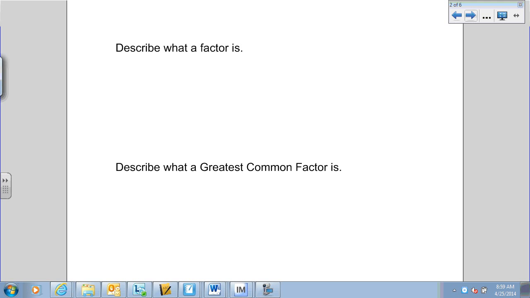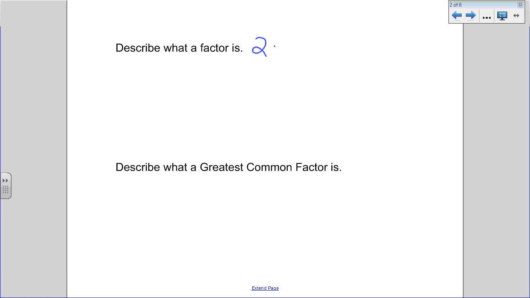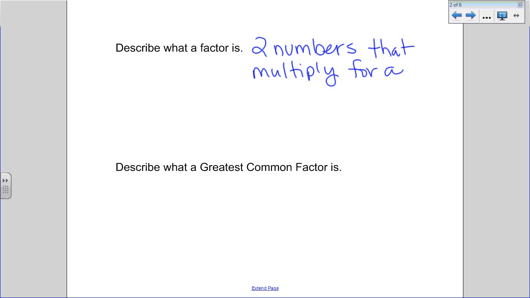Describe what a factor is. Well, I kind of already gave you guys a little bit of a heads up. So what definition can we put here? What is a factor? What can we put there? Two numbers that multiply together. Yep. Two numbers for a given product.